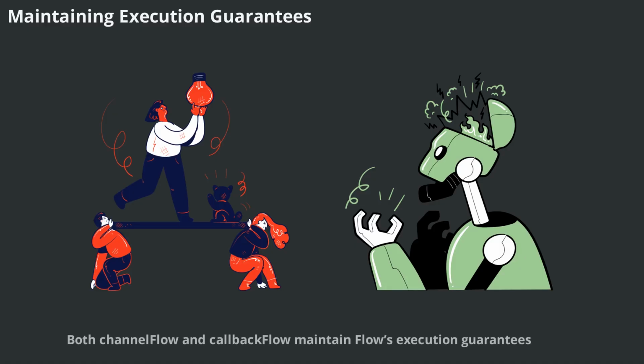Both channel flow and callback flow maintain Flow's execution guarantees. They ensure that values are delivered to the collector in a thread-safe, predictable manner. This prevents race conditions, inconsistent state, and unsafe UI updates. By using these builders, you can confidently handle values from any source.